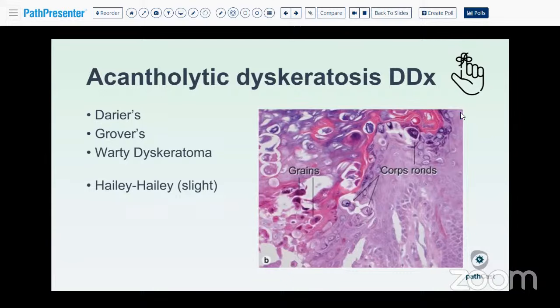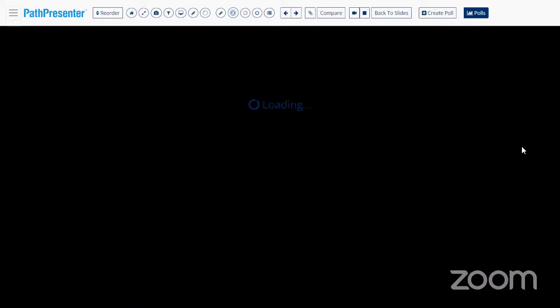This is my little remember symbol. So when I come across an important differential, I'll urge you to remember. This is something you can go back to as you're working through multiple choice questions or real life problems. Remembering these differentials can help you get to the right answer. Hailey-Hailey can have slight acantholytic dyskeratosis, but it's not the most prominent thing there. So the big three are Darier's, Grover's, and warty dyskeratoma.